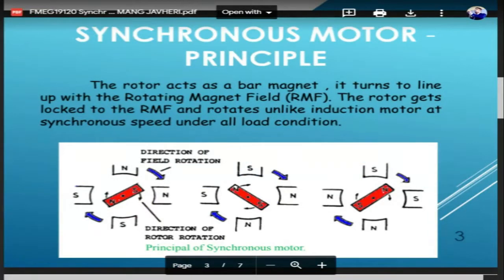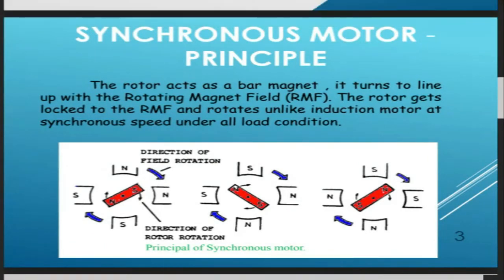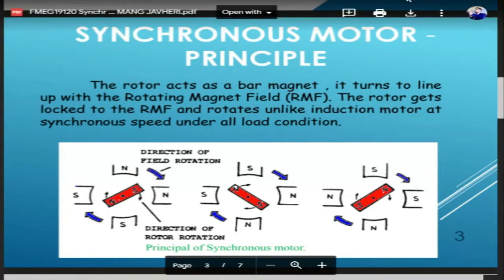So one thing which we are getting is a mechanical energy output, that is, a rotation of a shaft, which is the one output we are receiving. The second output we are receiving is that we can control the power factor of the circuit where our synchronous motor is connected.